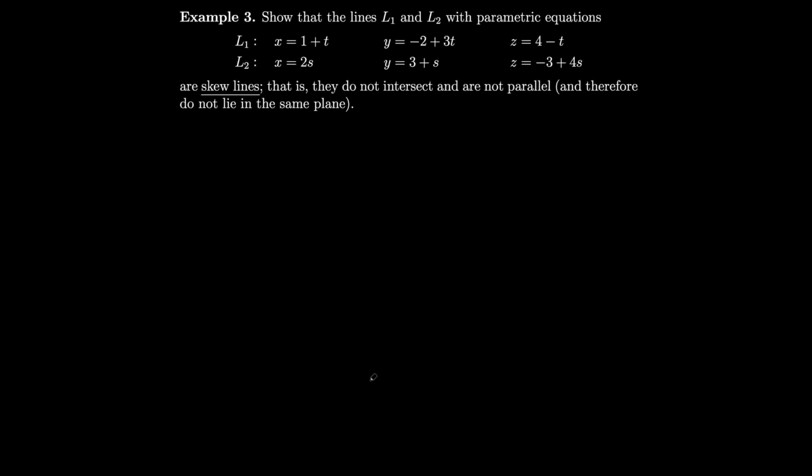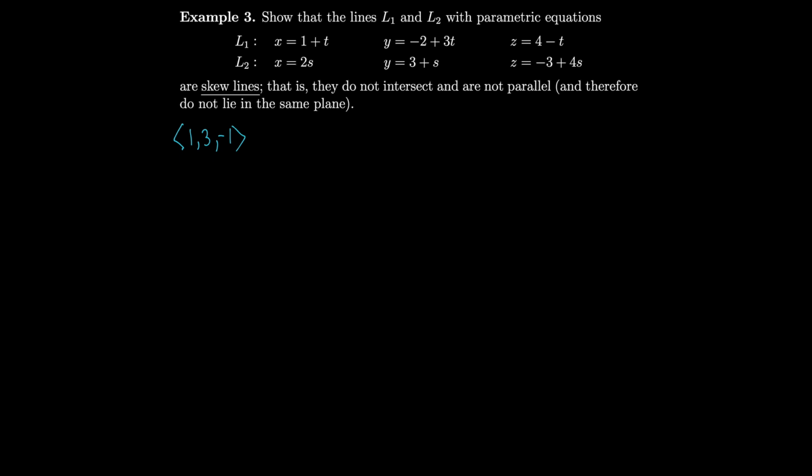Let's show that the lines L1 and L2 with these parametric equations are skew lines. So in order to show that they're skew, we have to show that they have no intersection points and that they're not parallel. Well, showing that they're not parallel is kind of easy, because if I look at the vectors (1, 3, minus 1), because those are the vectors parallel. Remember, a, b, c, that vector v times t is the vector parallel to the line.